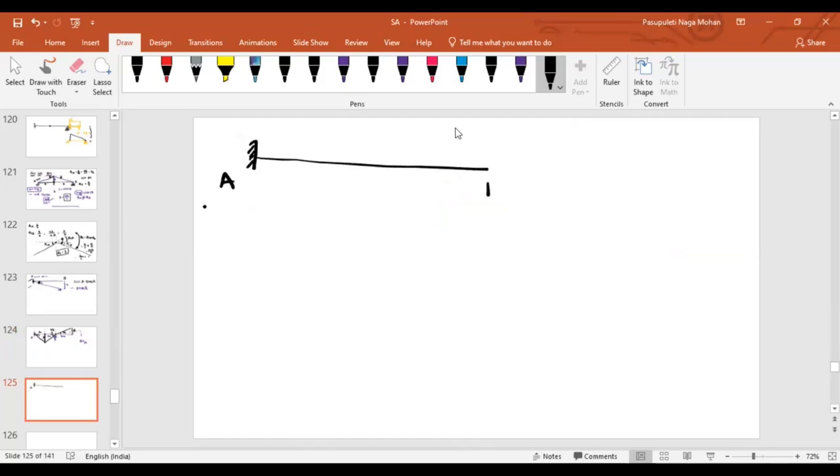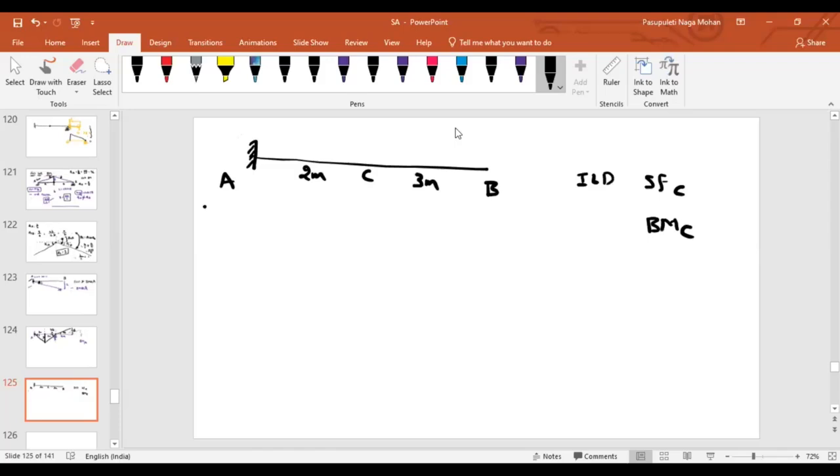Please, sir. There is a point C, 2 meters from the support. Now, can you please draw the ILD for shear force at C and bending moment at C? Simply try it.